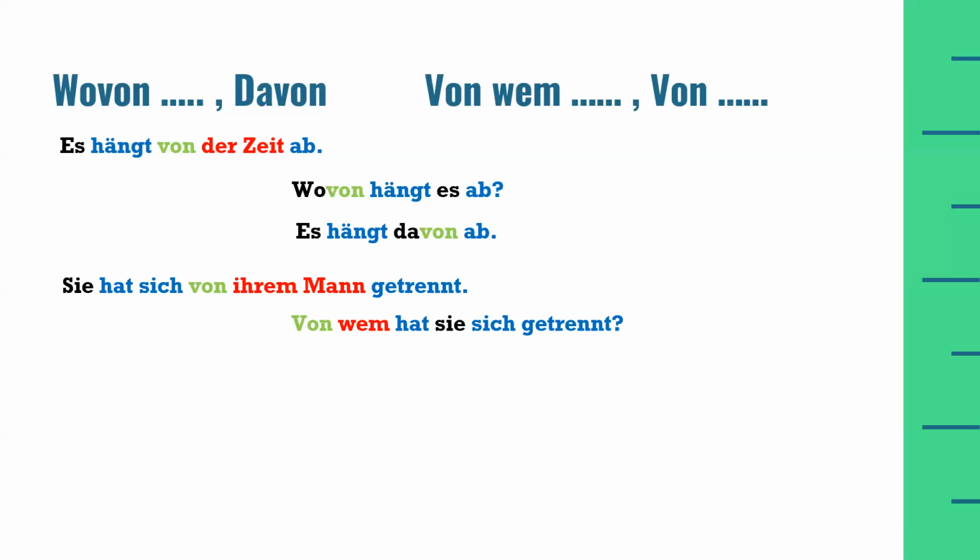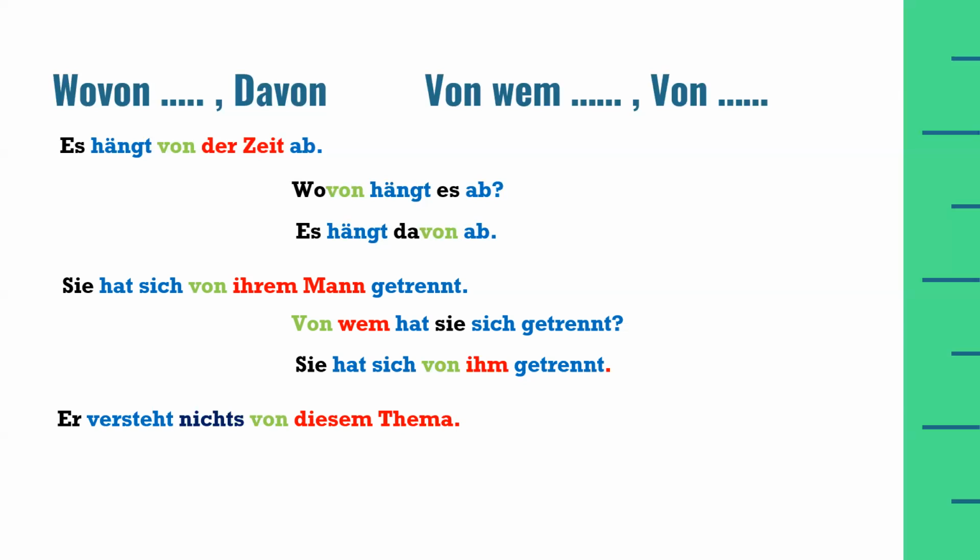If we want to ask a question, it will be von wem hat sie sich getrennt? Whom has she separated from? Sie hat sich von ihm getrennt. She has separated from him. Because von is a dative preposition, so we have to use ihm, which is the personal pronoun for a masculine noun in case of dative.